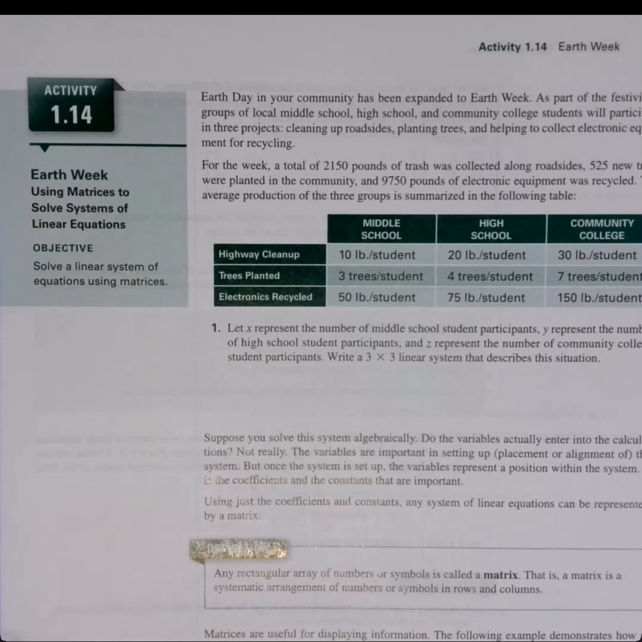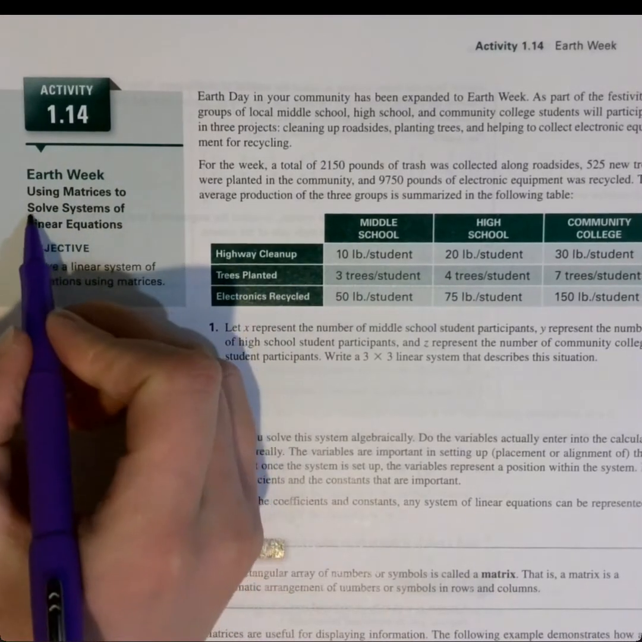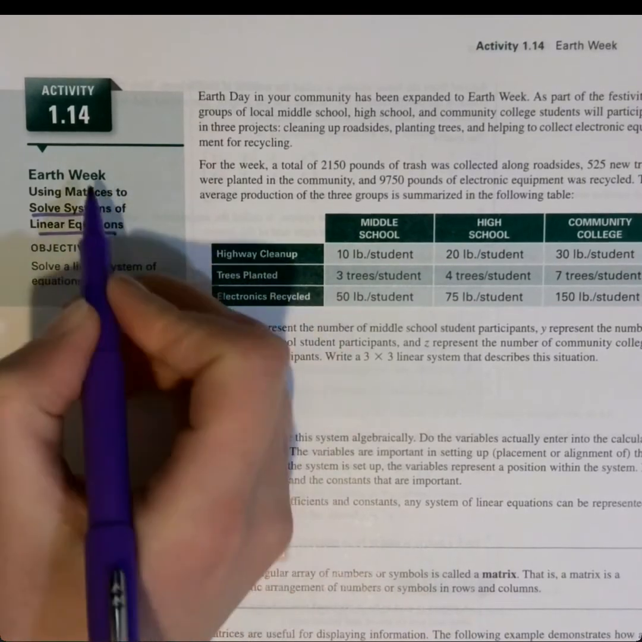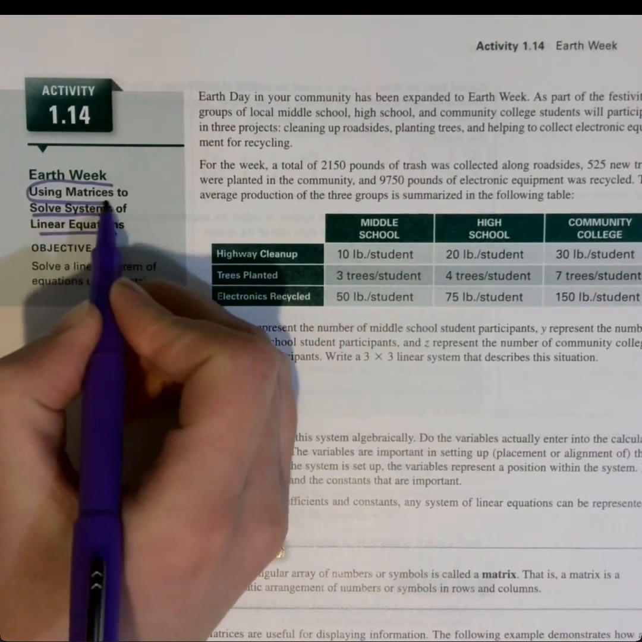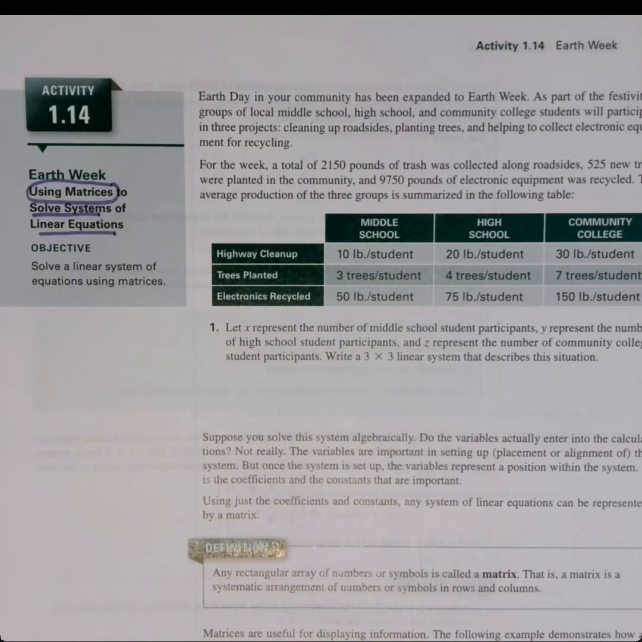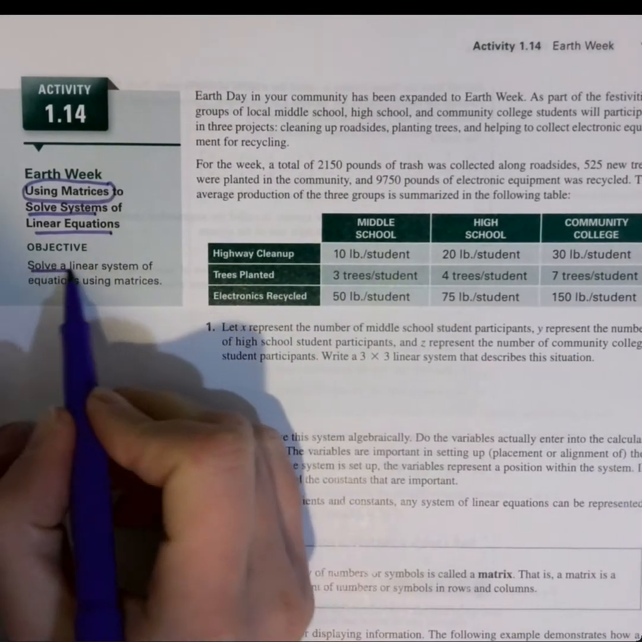In section 114, we're still working on solving systems of linear equations. We're going to use matrices to assist us with this process. So that's our objective, again, to solve the system using matrices.